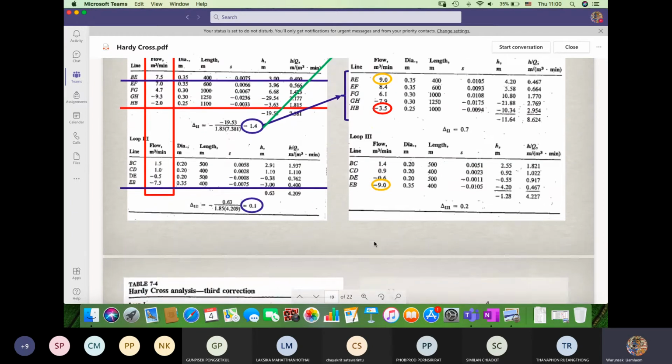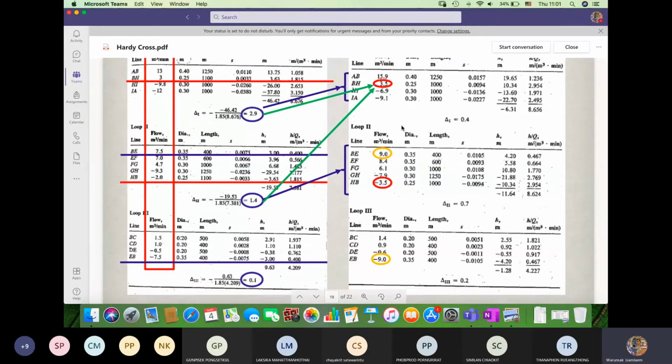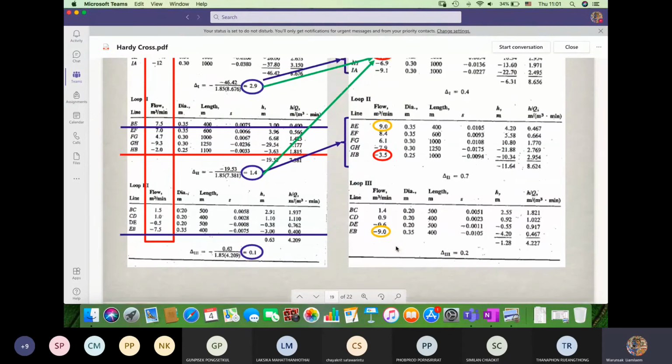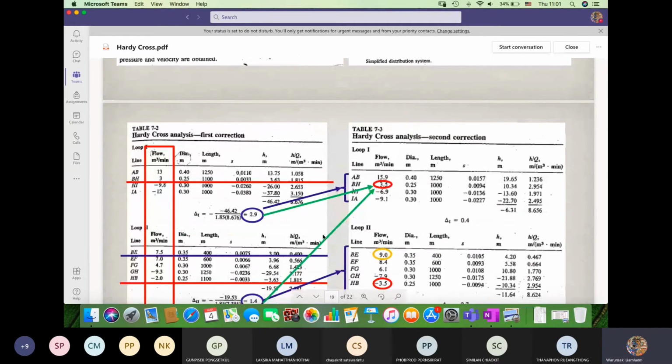But anyway, you have to do the same thing with this common pipe BE, for loop number 2 and loop number 3. And finally, determine again the delta, and the last one, deltas. And do it again, because the delta is still greater than what we had expected. We will do it until the delta is less than 10% of the initial deltas.